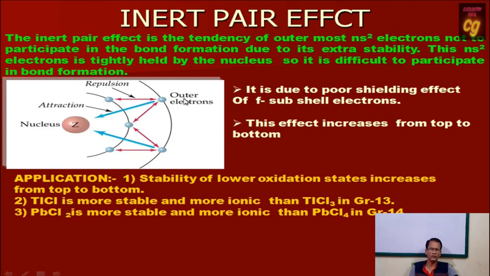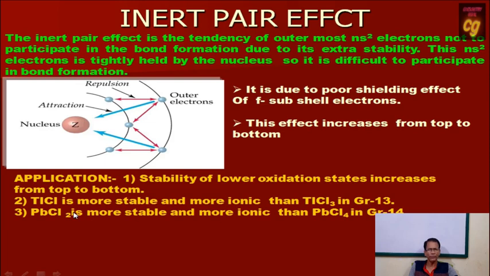For example, the boron family: boron, aluminum, gallium, indium, thallium, these are group 13. In group 13, thallium shows the inert pair effect. Group 13 has 3 electrons in the outermost shell, 2 electrons in s and 1 electron in p. But the s2 electrons, due to extra stability from the inert pair effect, do not take part in bond formation, so only the p electron takes part. That's why thallium shows the +1 oxidation state, which is more stable compared to thallium trichloride.